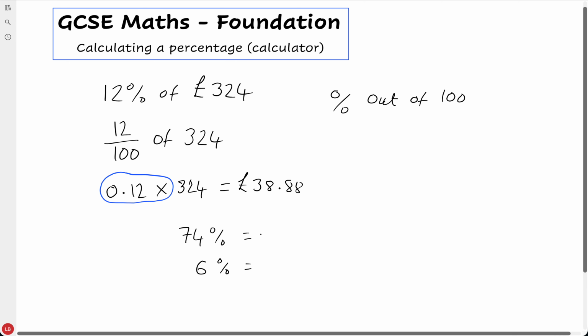Okay, let's see what you should have got. So 74%, 74 out of 100, which means 74 divided by 100. You should have got 0.74. And 6%. A lot of people make the mistake of writing down 0.6, but 0.6 is the same as 0.60.